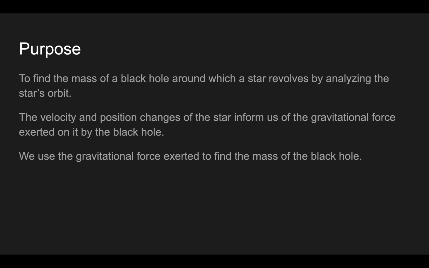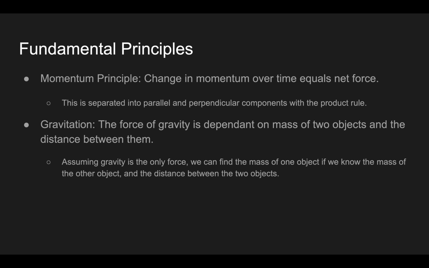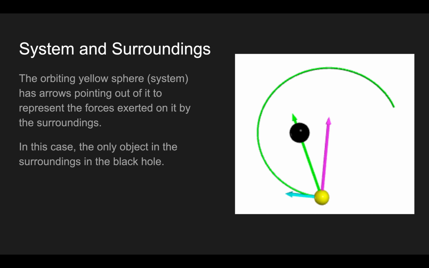Lab. The purpose of this lab is to find the mass of the black hole around which a star revolves, using the motion of the star. Fundamental principles we use to do this are the momentum principle and gravitation. Both of these will be built into the code. The system and surroundings are as follows.